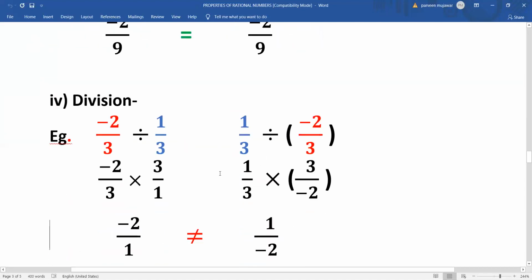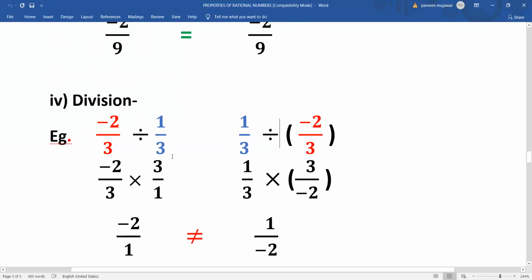Now we'll check with division. Minus 2 upon 3 divided, your main sign is division, divided by 1 upon 3. Now see on the right hand side, I have exchanged the digits. 1 upon 3 divided by minus 2 upon 3. When you solve the left hand side, you can see the answer is minus 2 upon 1. And on the right hand side, the answer is 1 upon minus 2. Are they same? No, they are not same. They are not equal. So it is not commutative for division.